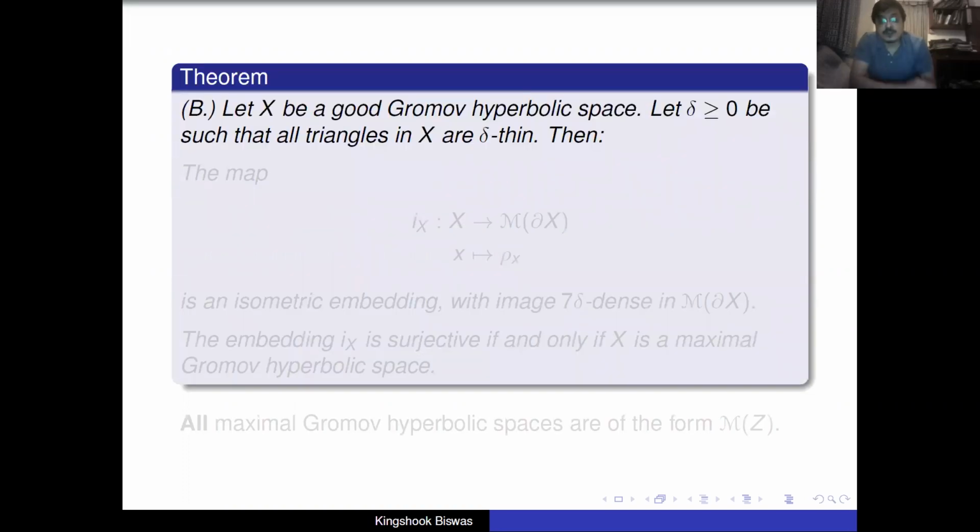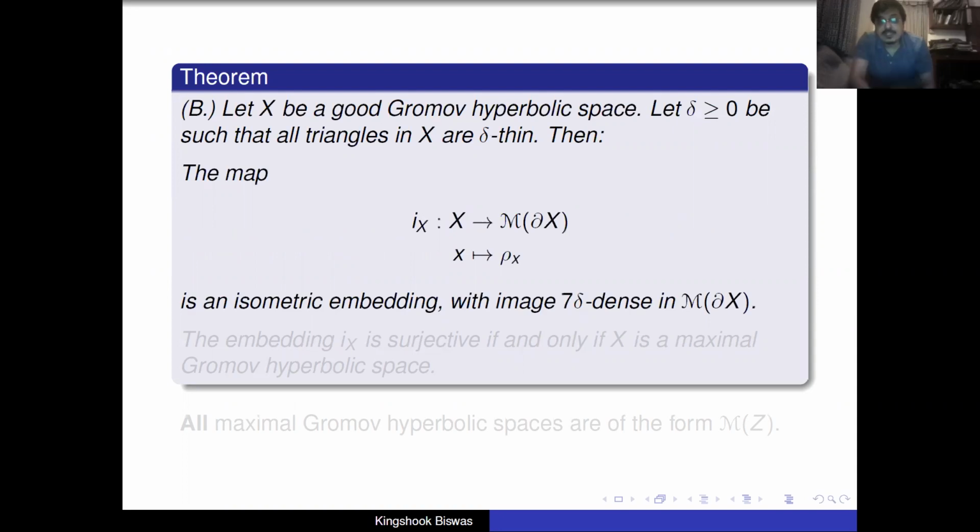And now we can show the following. Let X be a good Gromov hyperbolic space, and let delta be such that all triangles in X are delta thin. Then we have a map from X into the Moebius space M of ∂X, which sends a point x to the visual quasi-metric rho sub x. This map, it turns out, is an isometric embedding, and the image is 7 delta dense in M of ∂X.